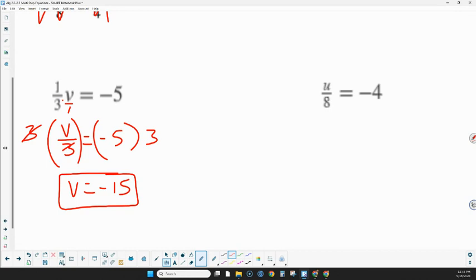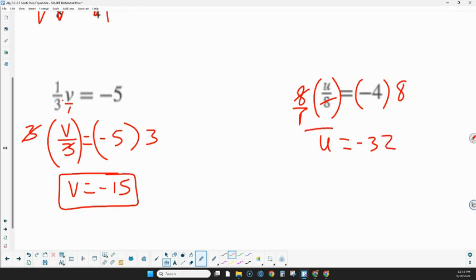Pretty much the same thing over here. We're dividing by 8, so we're going to multiply by 8 on both sides. So those cancel. Think of that as 8 over 1 if you need to. So we get u equals negative 4 times 8. That is negative 32. Once again, single step problems. Hopefully we can plug those back in, make sure that they work, all of that, but hopefully not too difficult.